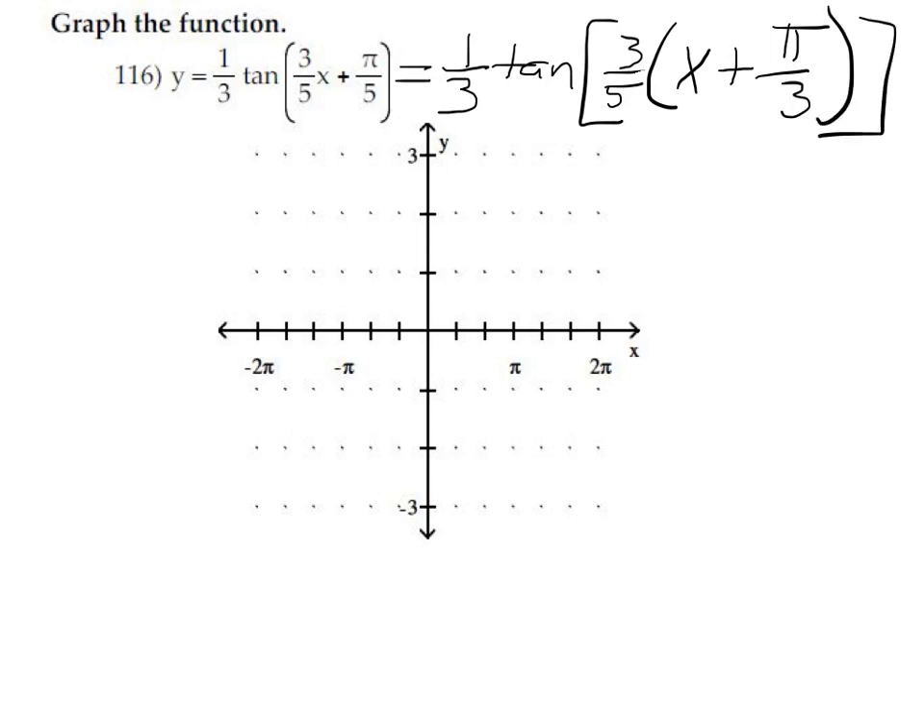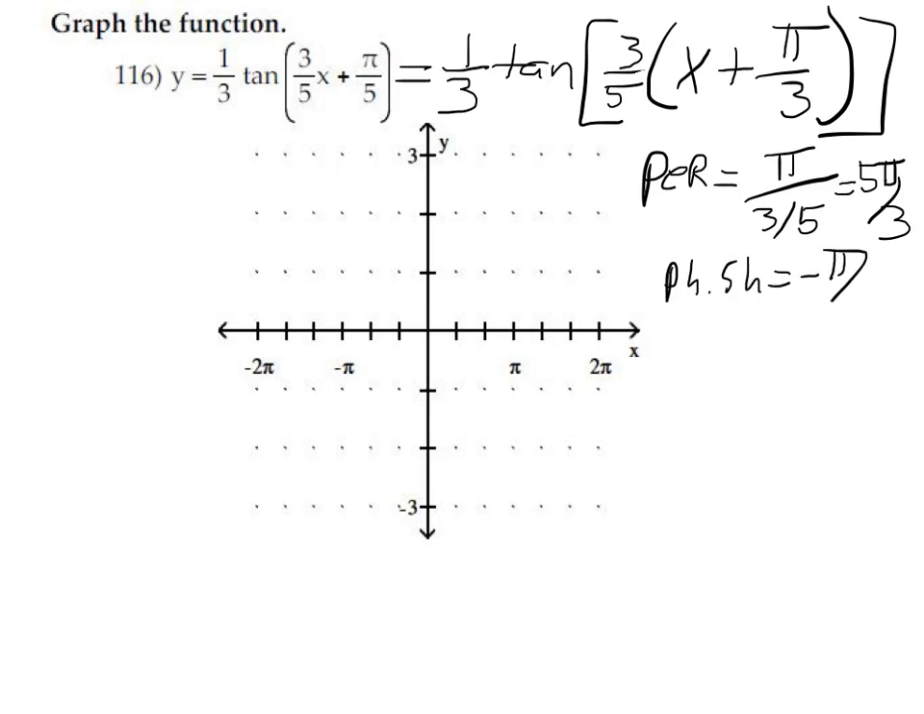Okay, great. So this tells us a couple of things. First off, the period is usually 2 pi for sine and cosine. It's pi, the regular period, divided by the coefficient of x, in this case 3/5. That gives us 5 pi thirds. So the period's 5 pi thirds. The phase shift is negative pi thirds. This one moves left pi thirds. Now, normally a tangent, you'll go left pi halves and right pi halves and find an asymptote.